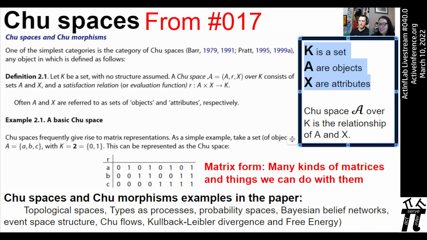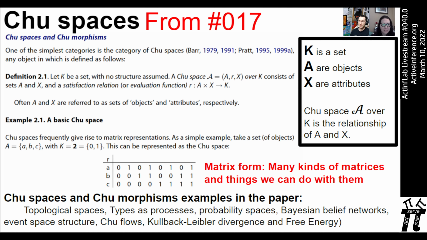I really like the Python example. So if K is the Python dictionary, A are the keys and X are the values. You can describe the relationship between the keys and the values with a Chu space. That is what the Chu space does. So you could say your keys are apple, orange, banana, and your values are red, orange, yellow. And so then the Chu space is how you describe that relationship. Color of fruit, something like that.